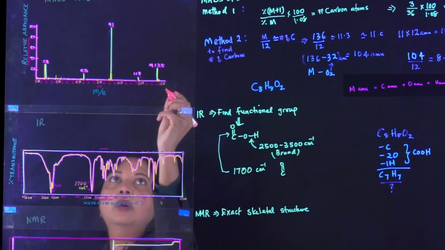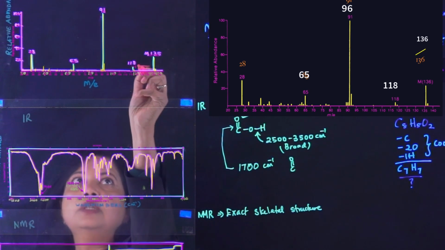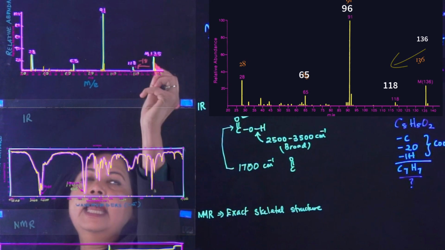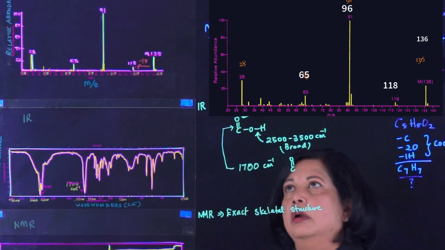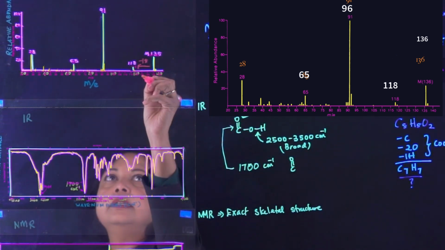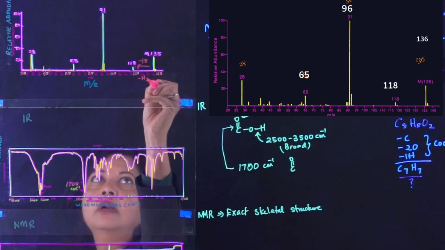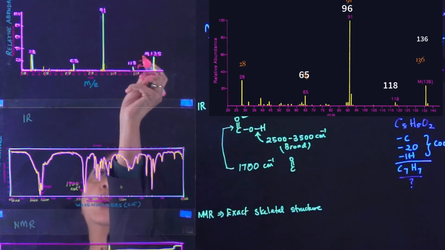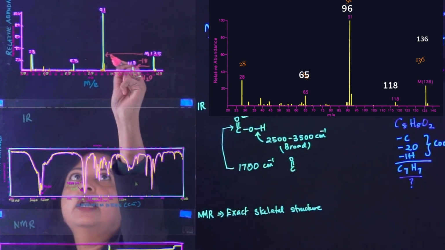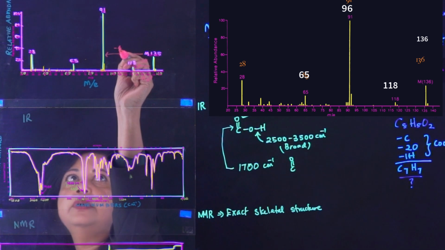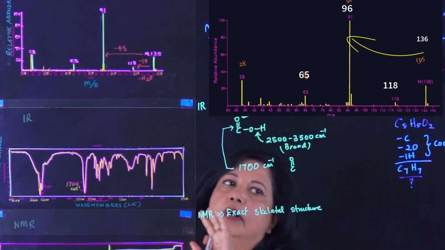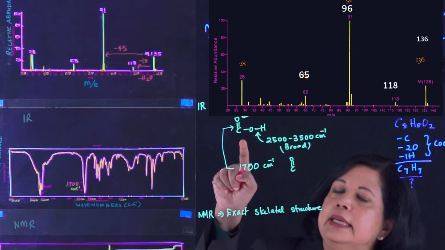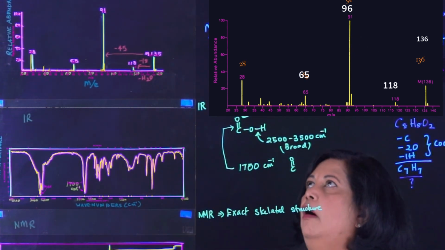So here we have 136 minus 118. This is a loss of 18. 18 is typically water, H2O. So this could be minus water. The next peak is at 91. So 136 going to 91 is 45 units. And we saw a lot of fragments that were 45. Knowing that it's a carboxylic acid, that makes it even more obvious.